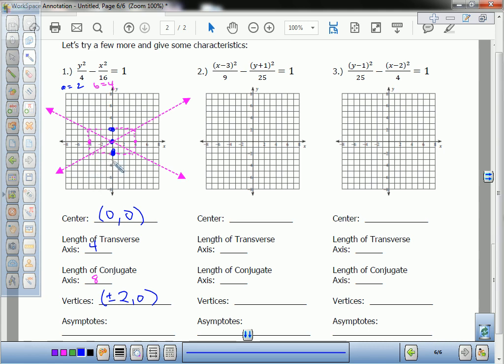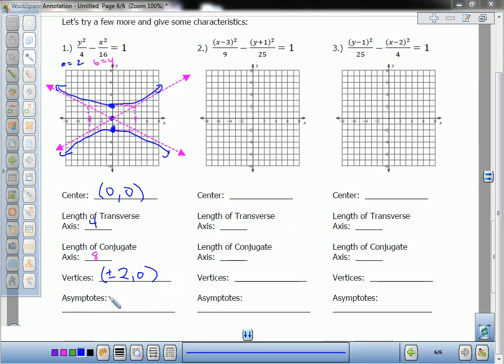Alright, so now we can actually draw it in. It's going down the asymptotes, following the asymptotes. There we go. There's our graph, opening up and down, following along the asymptotes.